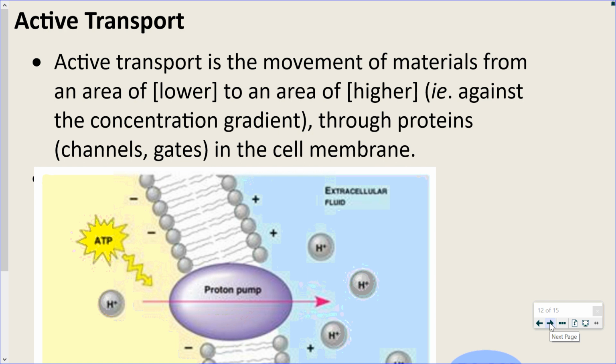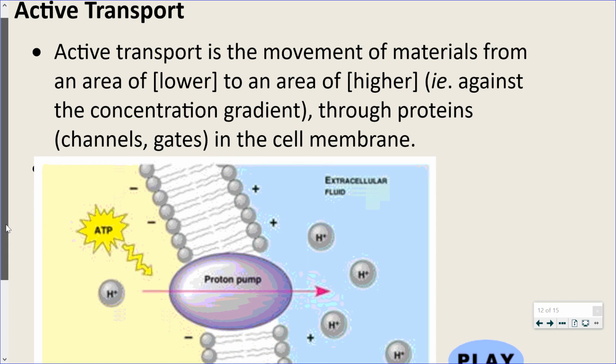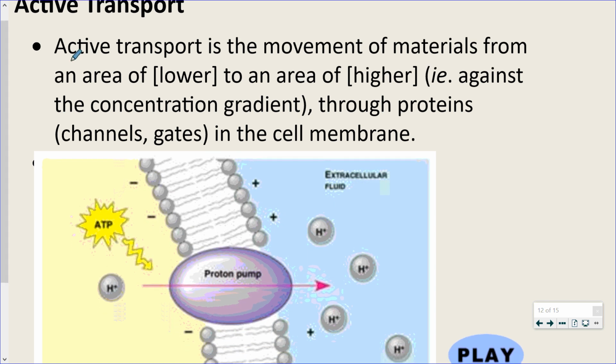Active transport. So now, for the first time, we're going to be moving things where they actually don't want to go. Instead of going from where there is more to where there is less, active transport is going to be the movement of materials from where there is lower to where there already is more. So they actually don't want to go in that direction.